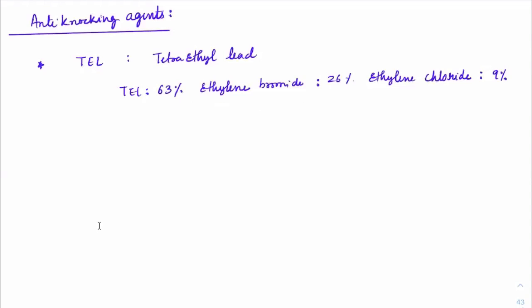So the point is, why are we taking ethylene chloride or ethylene bromide? This kind of question could be asked. What is the use of using ethylene bromide and ethylene chloride? See, when you take tetraethyl lead, whatever lead comes from it, we will try to react with CH2Br here and convert that into PbBr2 plus CH2=CH2.